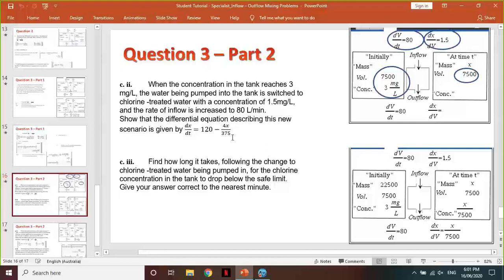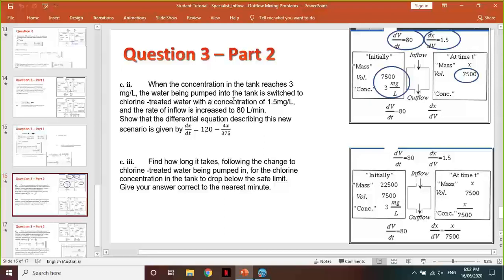So we need to be mindful of what our initial conditions are. And so our initial conditions are going to be those when the concentration in the tank is 3 milligrams per litre, because that's when this change occurs. So our concentration is 3. We know the volume, we just found it before, was 7,500. The inflow has been increased to 80. Note the question has not changed the outflow, so the outflow is still 80.